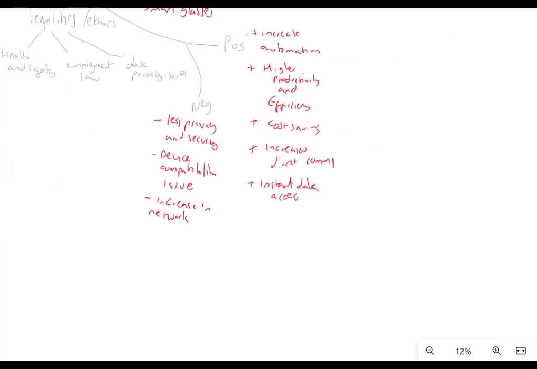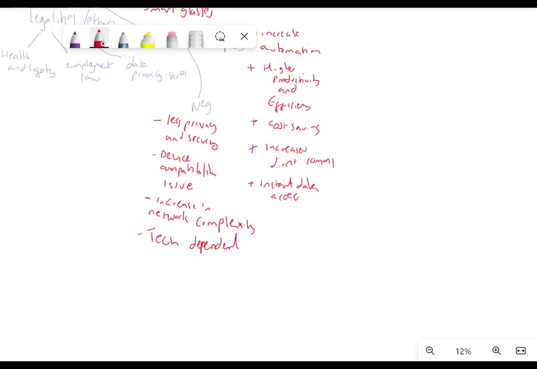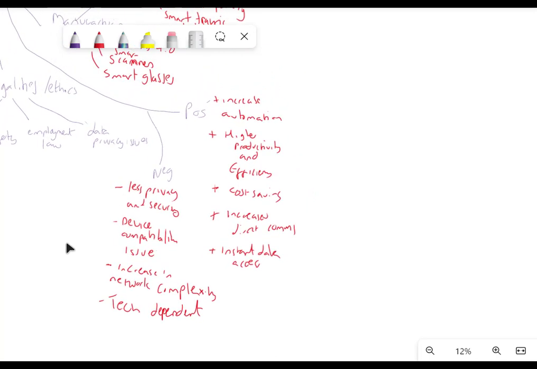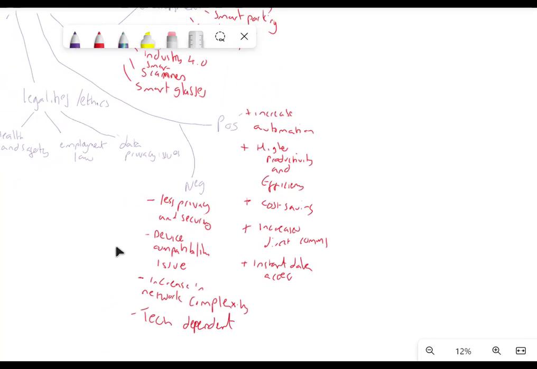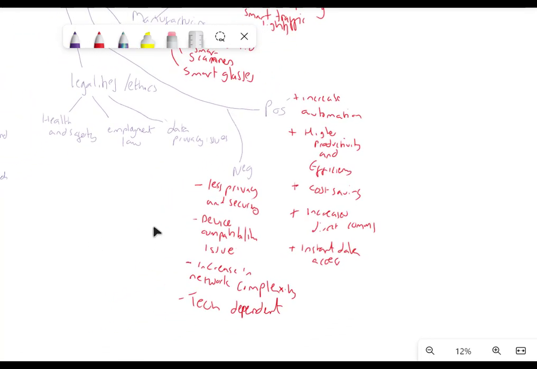Okay, so where was I before this whole thing went apart? We're talking about an increase in network complexity. We've also got people becoming more tech dependent. So these are all, or a range of, shall we say, positives and negatives to do with smart devices. But let's go back to the legalities and ethics aspect.